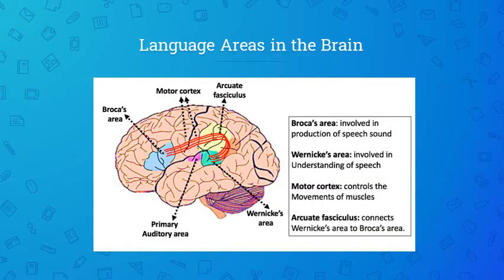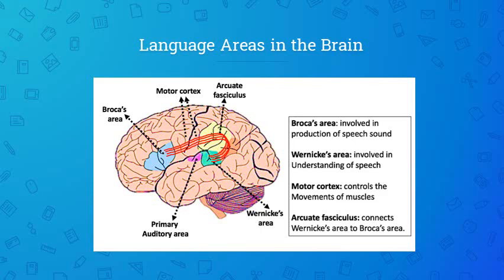Language areas in the brain. The part shown as Broca's area is involved in the production of speech sounds. Damage to this specific part of the brain was related to extreme difficulty in producing speech.